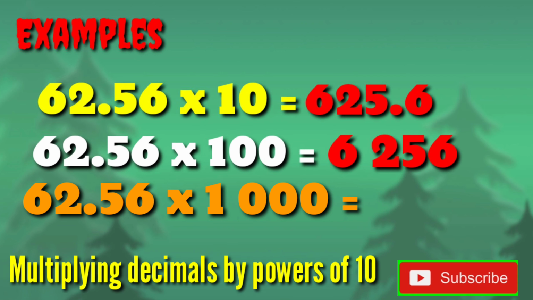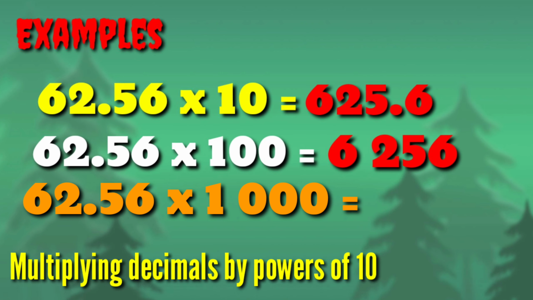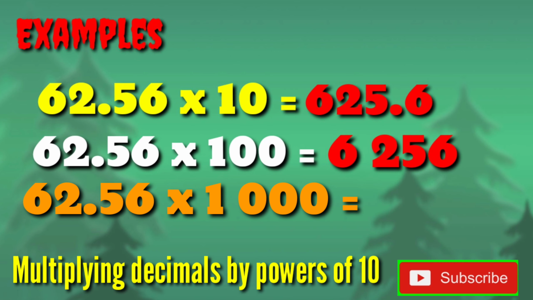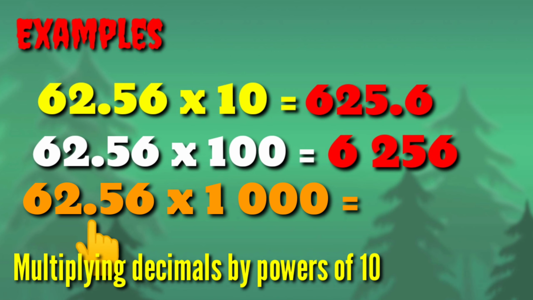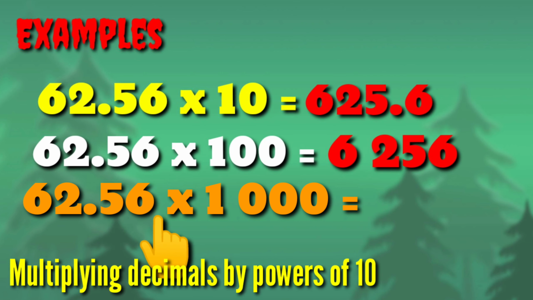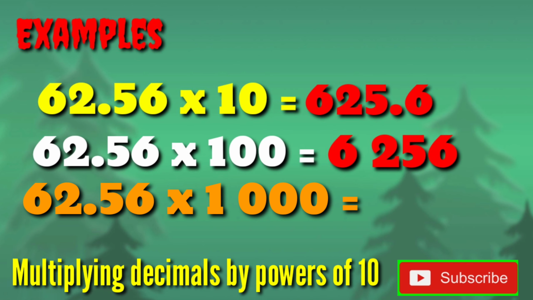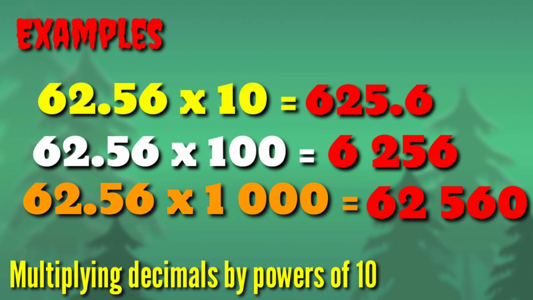Another example, 62.56 times 1,000. How many zeros are there in 1,000? 1, 2, 3. There are 3 zeros. Let's move the decimal point 3 times. 1, 2, 3. And we need to add 0. And the answer is 62,560.